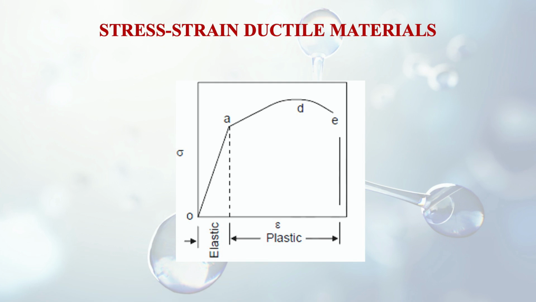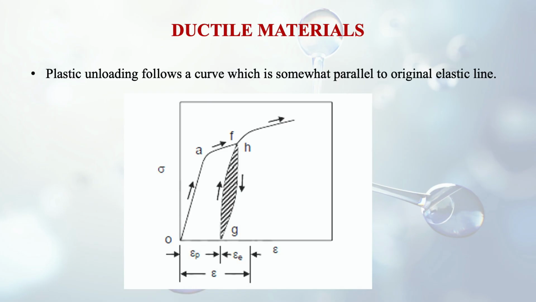After discussing the stress-strain diagram for the brittle materials, let's move back again to the stress-strain diagram for the ductile materials, where we shall discuss the elastic-plastic deformations and the elastic-plastic strains. These are very important because they are helpful in defining certain mechanical properties, which we are now going to discuss. Plastic unloading follows a curve which is somewhat parallel to the original elastic line.